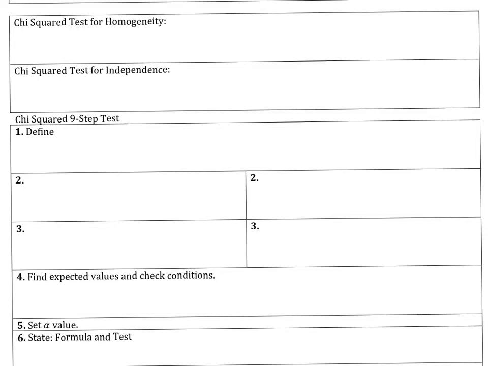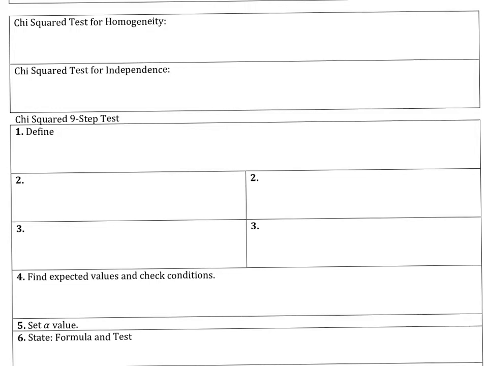Okay, and chi-squared tests are usually represented in two-way tables. The data is represented in a two-way table because for chi-squared tests, the data isn't necessarily univariate. We may have multiple variables that we're looking at.